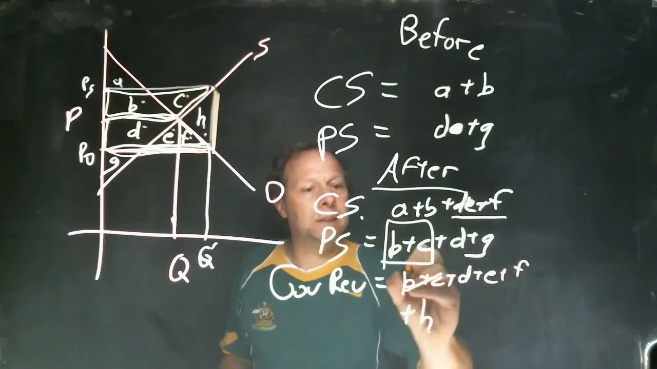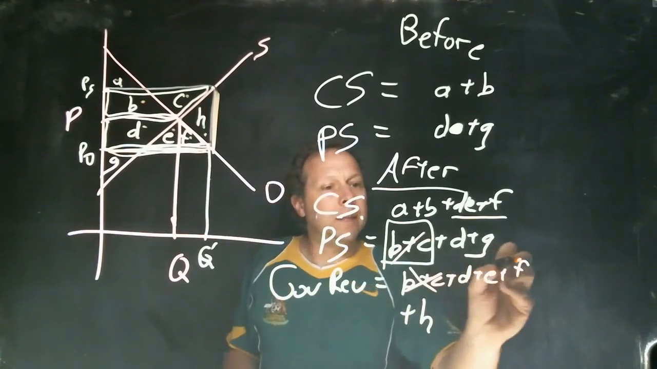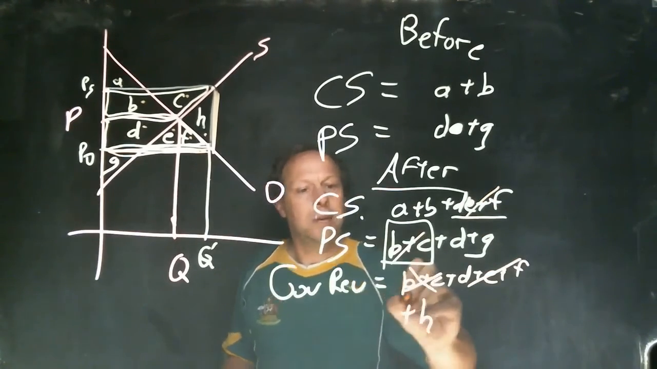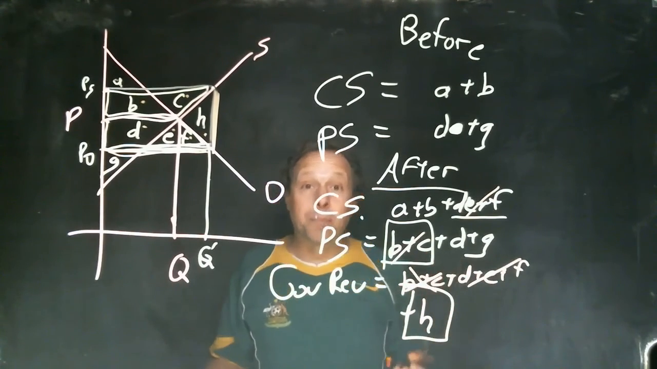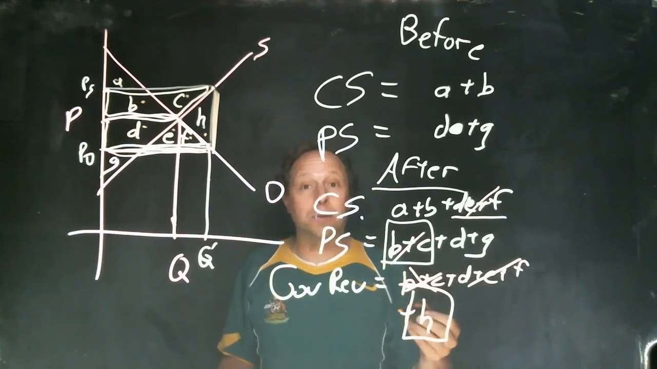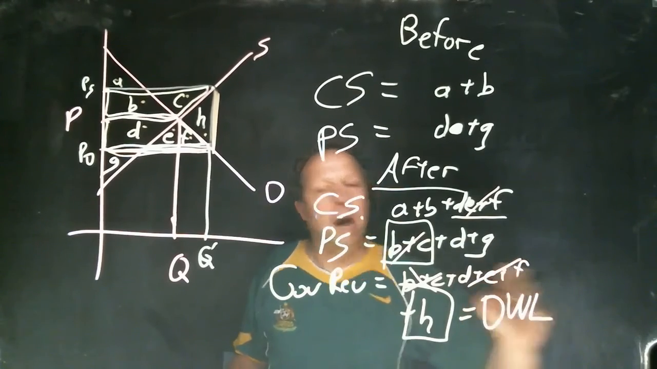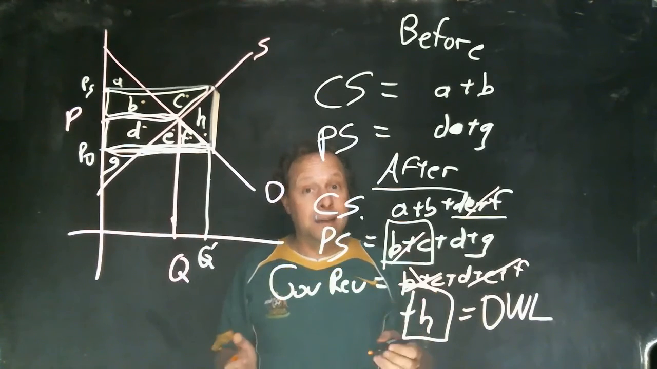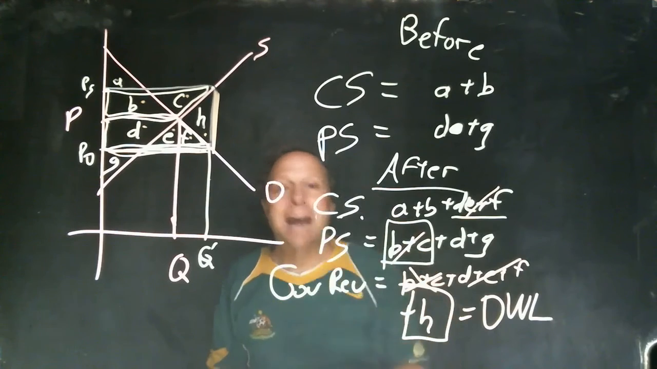Well, the B and the C cancel out here from the producer surplus. The D plus E plus F cancel out here from the consumer surplus, and we're left with this area H here. That's a cost being borne by government that no one gets back in either producer surplus or consumer surplus. So this area H is our deadweight loss. So just like with a tax, a subsidy ends up with deadweight loss in exactly the same way.